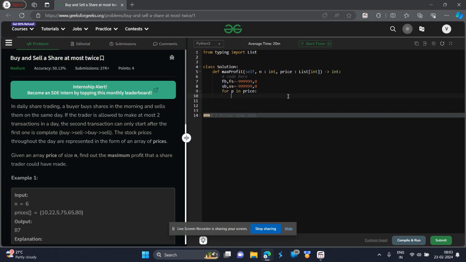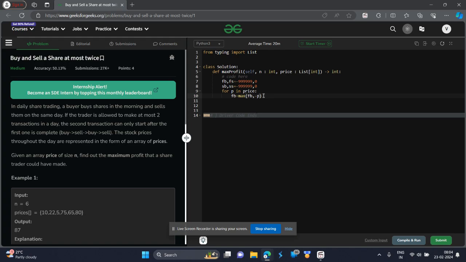Now first buy should be the maximum of the current value and the negative of price. After this operation, you're taking the first buy as the maximum of the current value and negative of price. This will yield you the amount of money which you are currently left at. In example one, after the first step, you'll have negative p, the value of the first price.